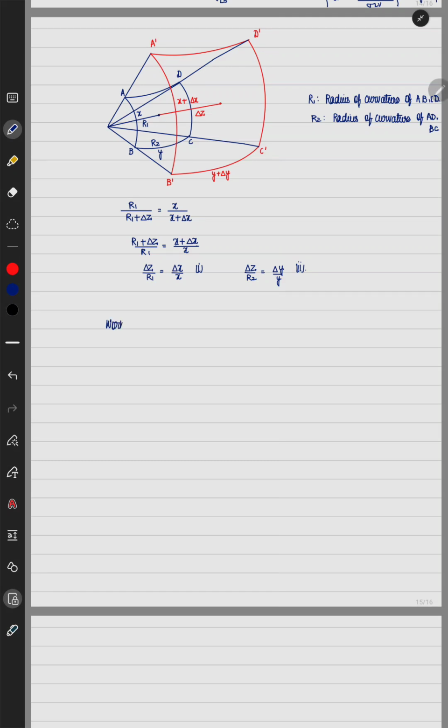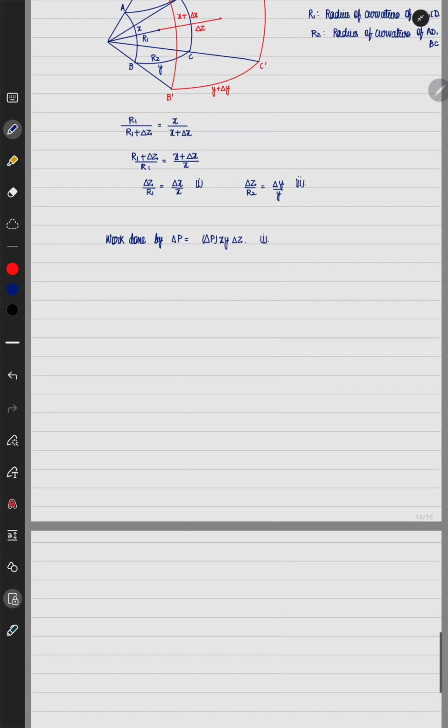So what is the work done? Work done by delta P. So delta P is the pressure difference. What is the force associated with delta P? Delta P into x into y. And what is the displacement, which is equal to delta Z. This is the work done by delta P. I will write this as equation 1.